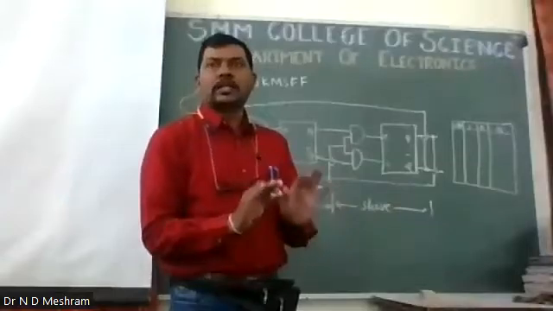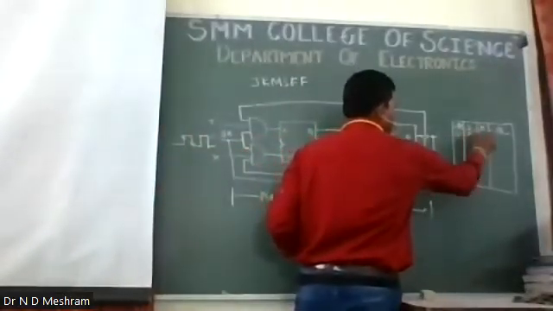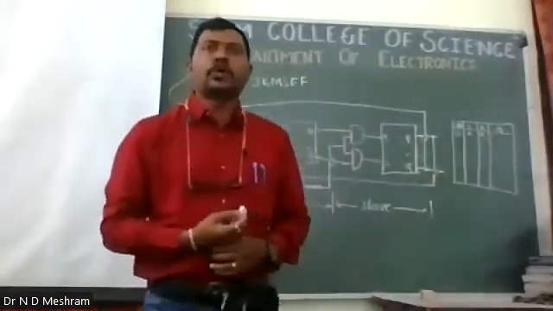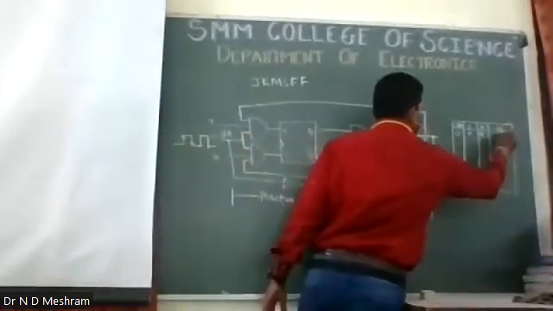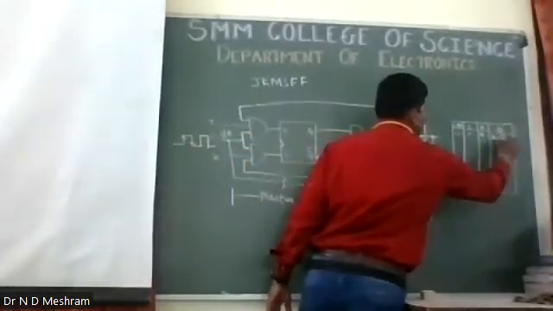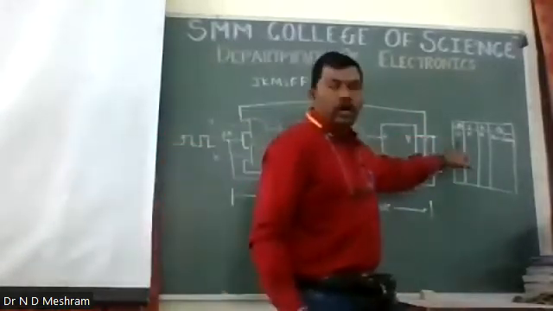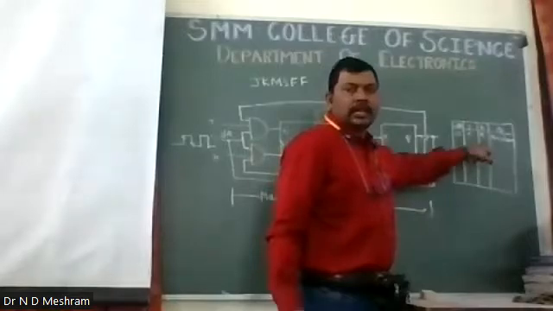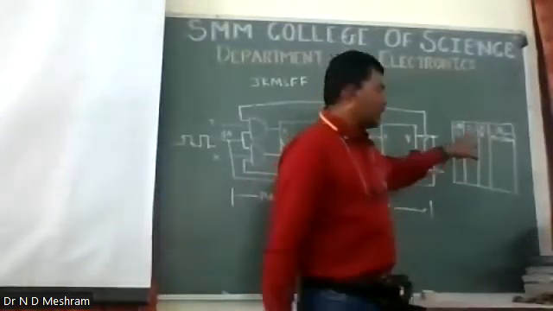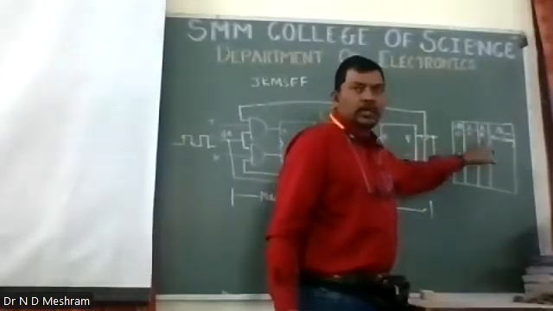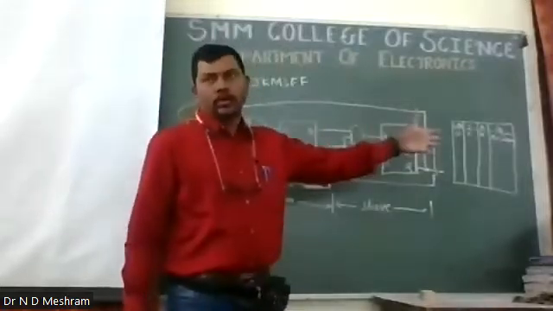We have to consider the initial conditions also. So when the clock is 0, J and K are at don't care, and the output Q will remain no change, as we have studied in the SR flip-flop. I guess this is not visible from there, so for don't care I have written X over there. So the output will remain no change, as there is no input going into the clock, right?